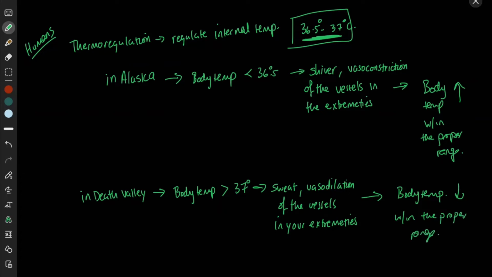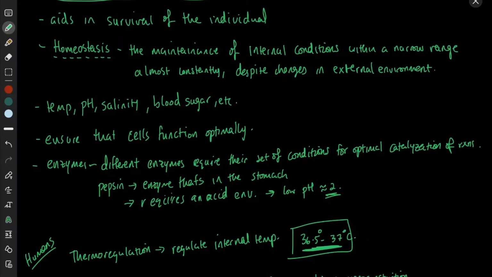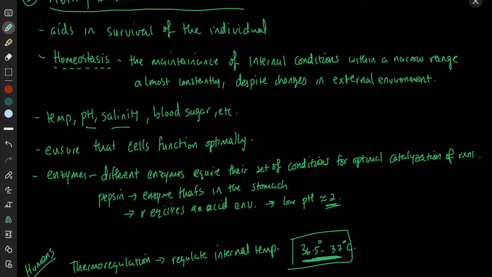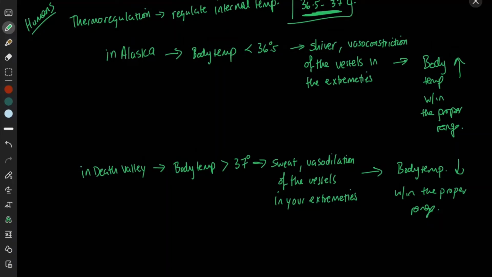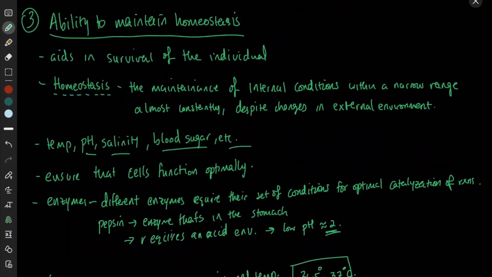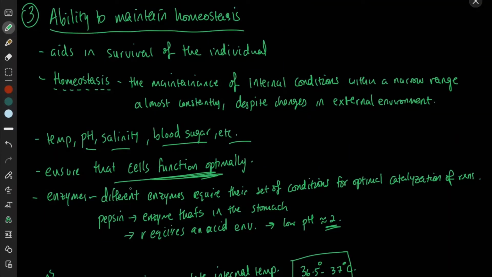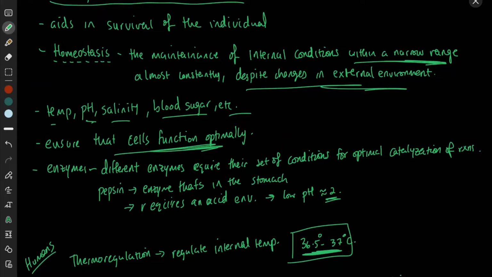And the body has systems just like this for all of those conditions that we mentioned before, for pH, for salinity, for blood sugar, and so on and so forth, right? So this is just one example with respect to temperature as to how we maintain homeostasis and why it's so important. Again, it's to ensure that cells can function optimally regardless of changes in the external environment, because the body attempts to maintain those internal conditions of temperature, pH, salinity, blood sugar, and so on within a narrow range. And it's within a narrow range, not just a specific number, because there has to be some buffer for changes in the external environment.